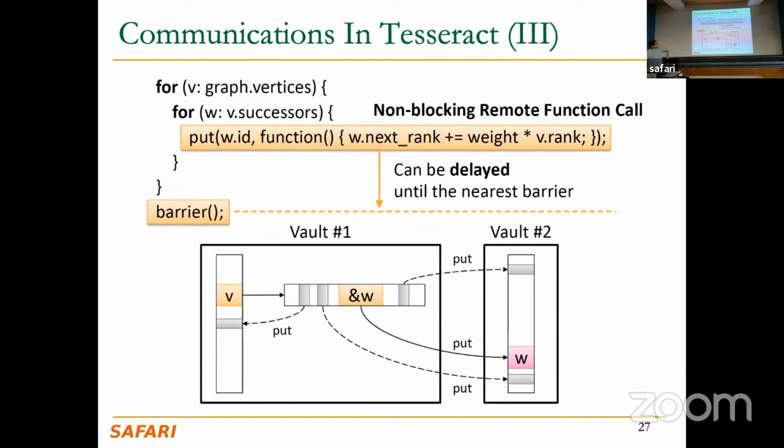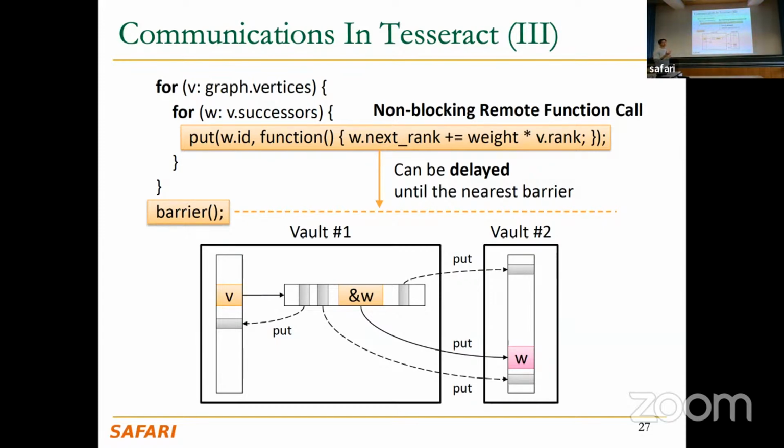We can use this non-blocking remote function call in order to perform the update operation. Remember that the update operation is what we have exactly there, in order to perform the update operation in the core that is in charge of the other vault. So that's basically the idea of this communication pattern that is needed for these particular workloads, right?